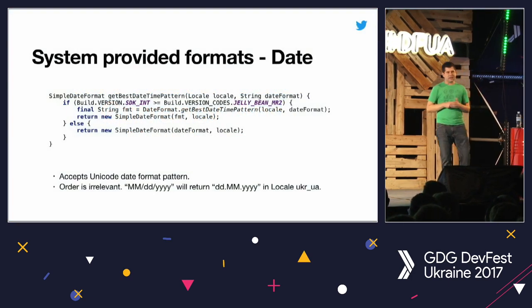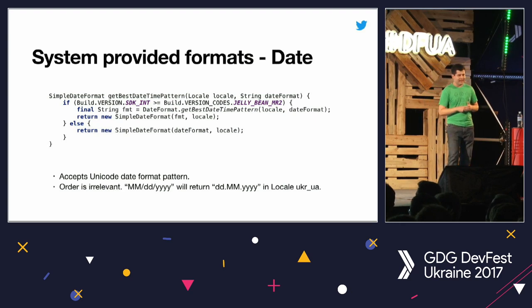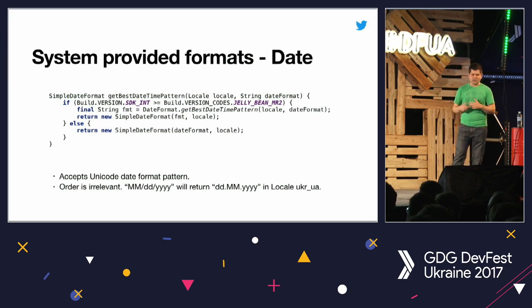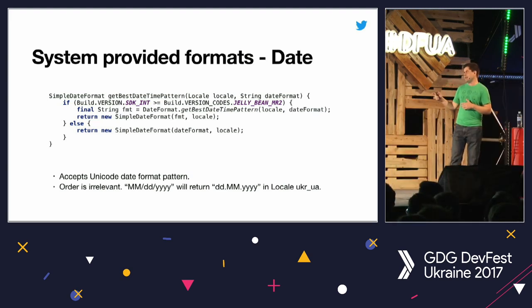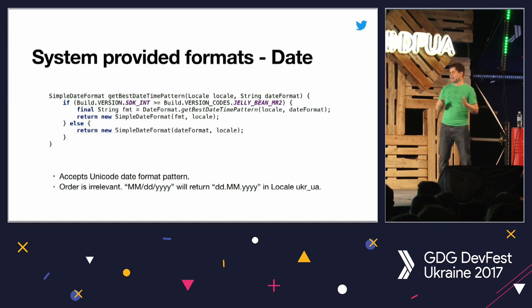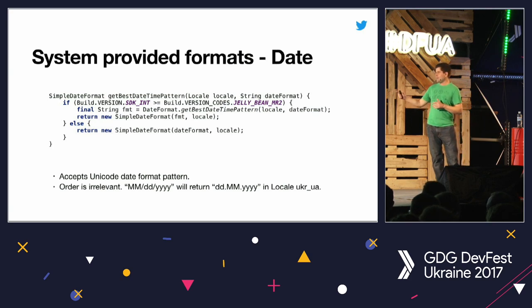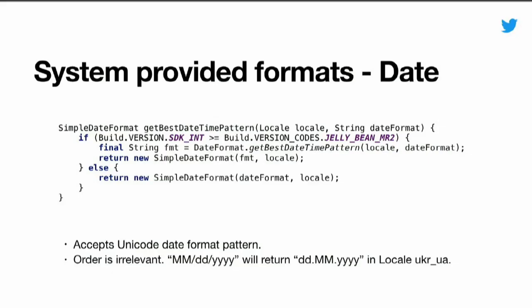So one of the things on Android, they have a fun little feature. It's called getBestDateTimePattern. Unfortunately, it's only available on Jelly Bean MR2 Plus. What this does is you can use these Unicode date patterns, you know, the MM for the two-digit month, day, and year. And what happens is the order and the separators for the dates are irrelevant. So you give it what you want, and then it'll return the correct format for you. So here, I can give it month, day, year, and for Ukraine, it'll return me day, month, year with the periods in between.